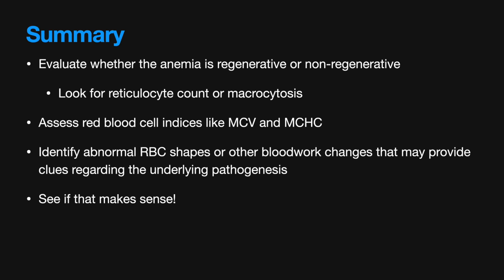To summarize, you want to start by looking at whether or not the anemia is regenerative or non-regenerative. Look for things like reticulocyte counts or macrocytosis. Then assess red blood cell indices like MCV and MCHC. Identify any other clues that are available to help you understand potential underlying pathogeneses, like abnormal red blood cell shapes or other blood work changes. Finally, put it all together and see if it actually makes sense.